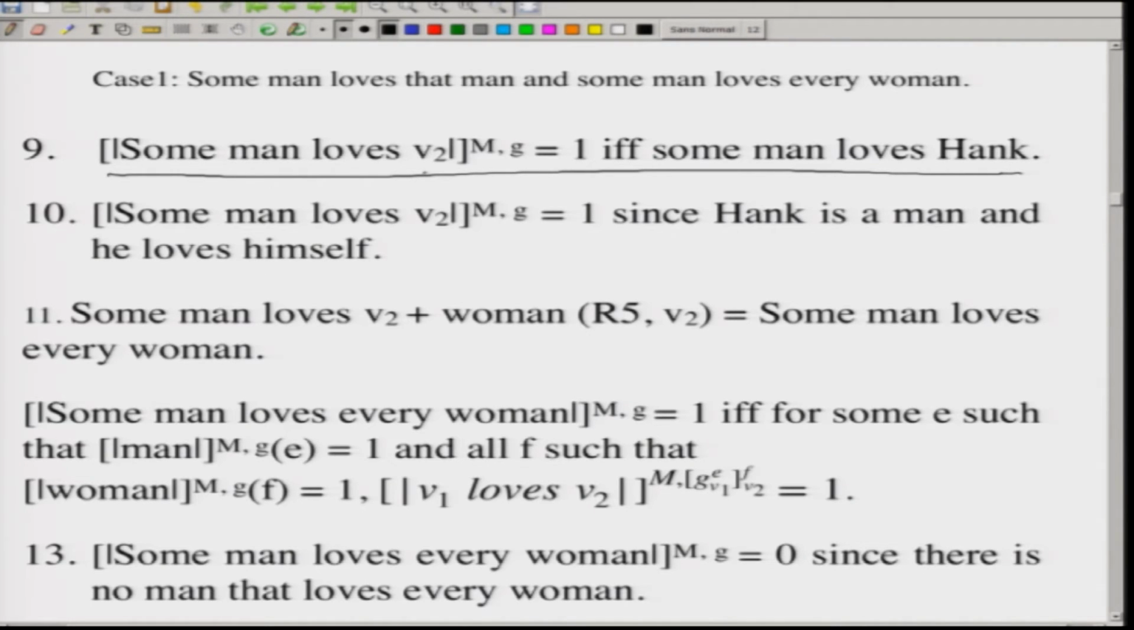So now some man loves V2, plus the next step of it, some man loves V2. So I just write 12 here, the number is missing. So some man loves V2 plus woman, and we follow R5, that is, we apply R5 to V2. Then we get some man loves every woman. Remember, 5 is the rule for every and 6 is the rule for some. So here is our sentence, some man loves every woman.